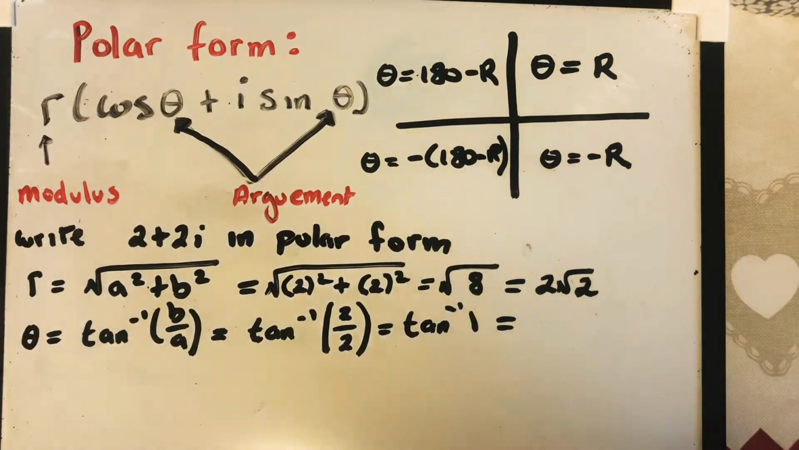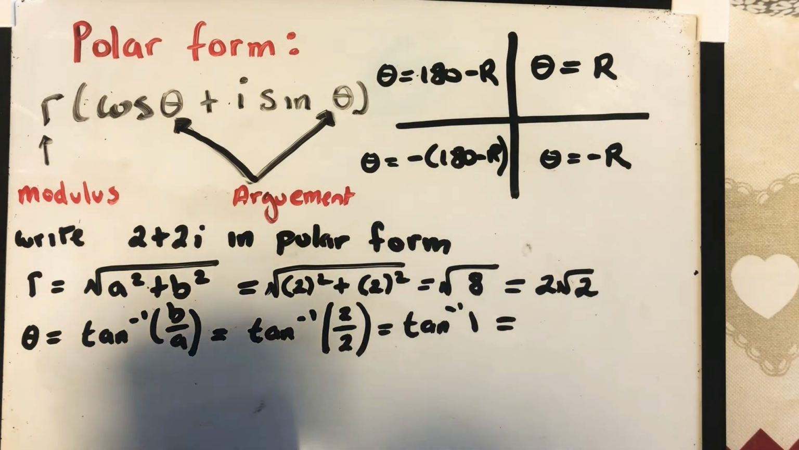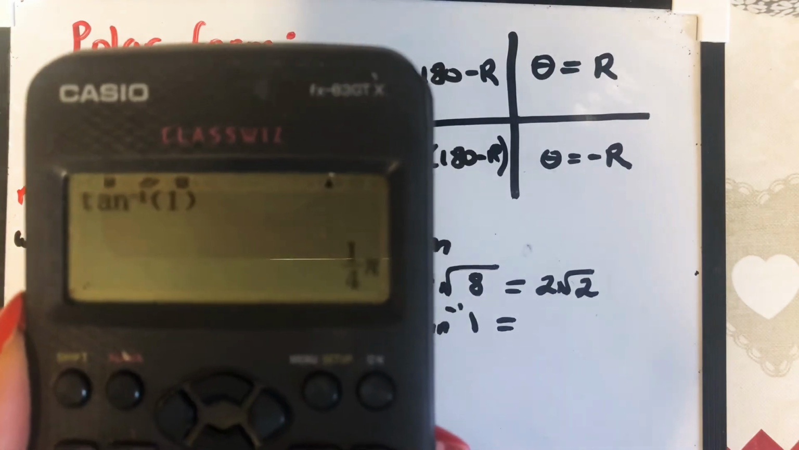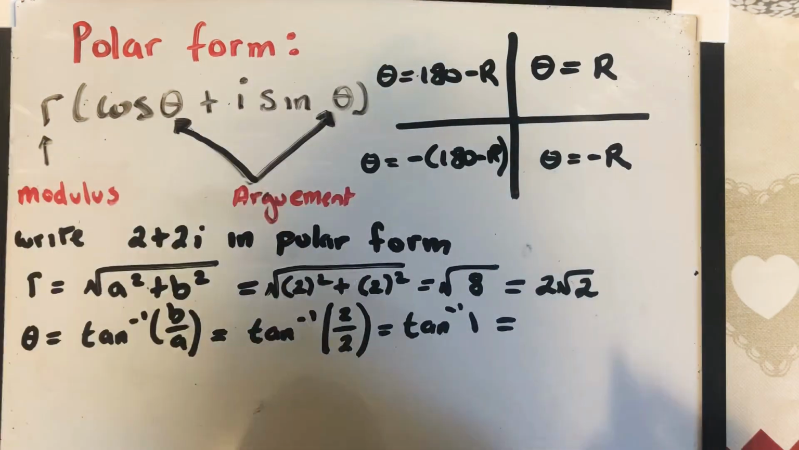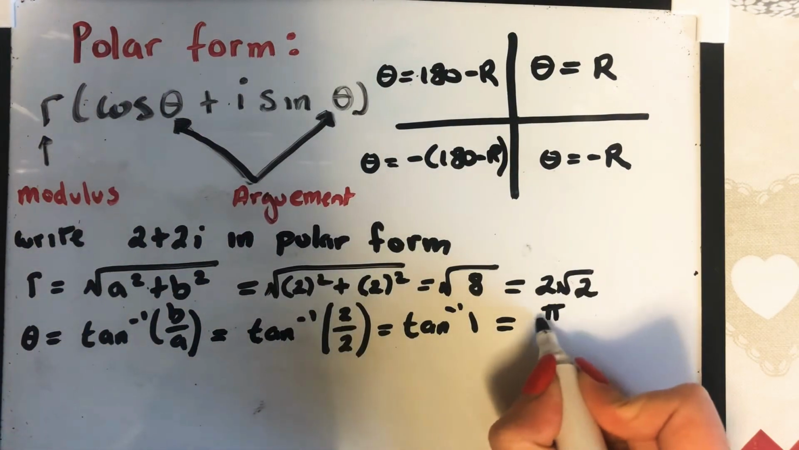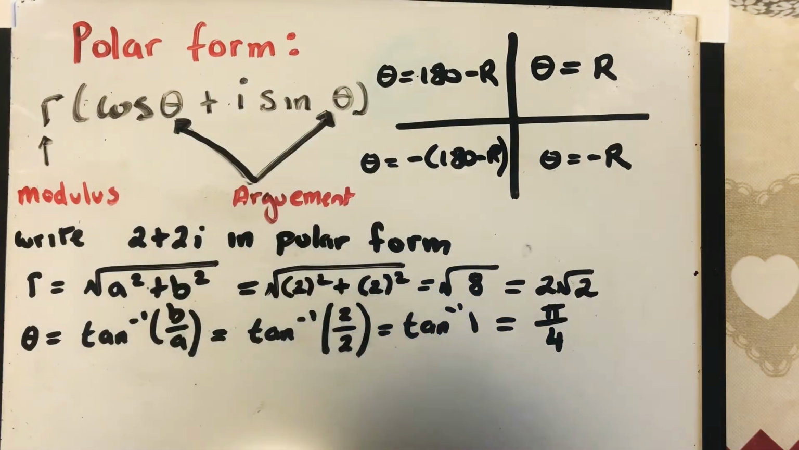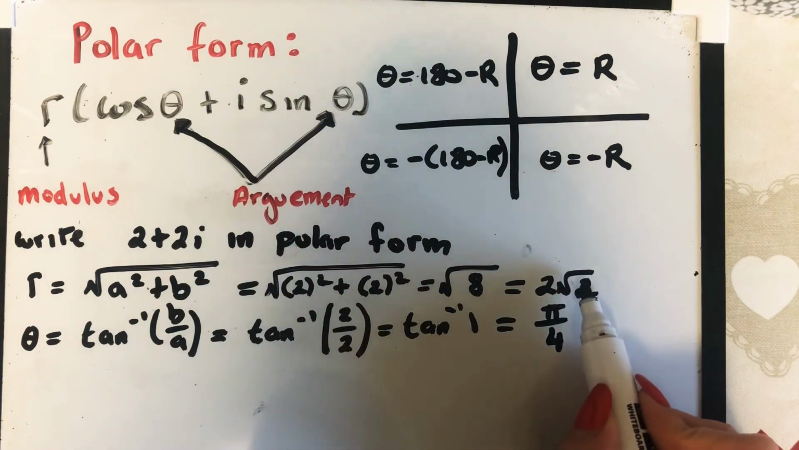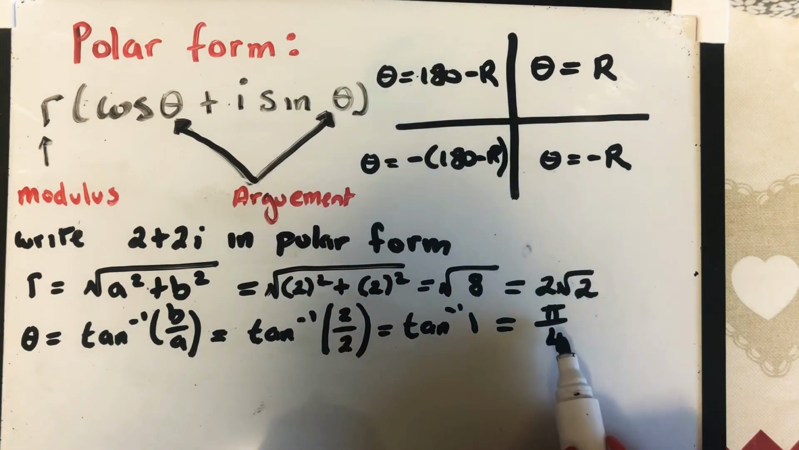So next of all, you have to go to your calculator and make sure your calculator is in radians, and you type in tan inverse of 1. So you can see here I've typed in tan inverse of 1 and we get out pi over 4. So our theta has a value of pi over 4. So now we're going to sub in our 2 root 2 for the r and our theta, which is pi over 4.